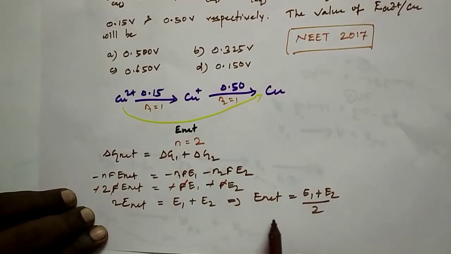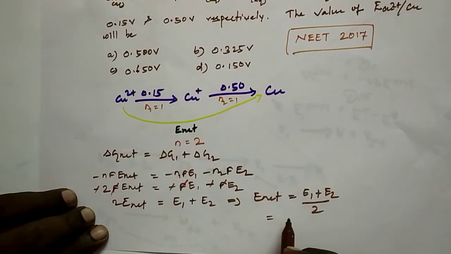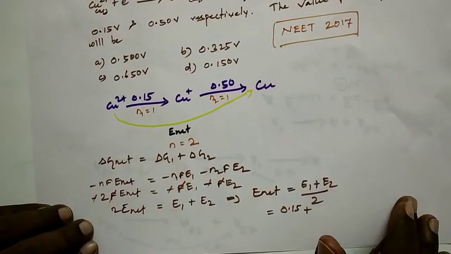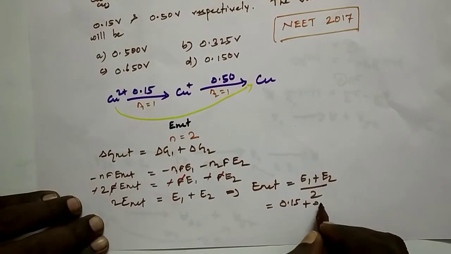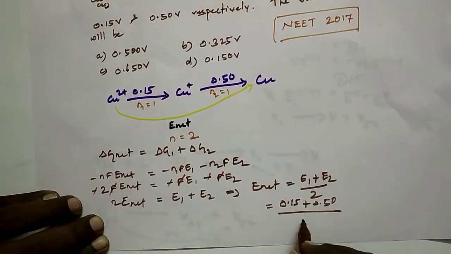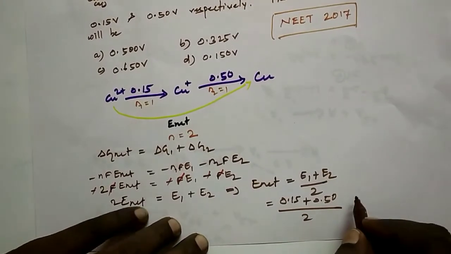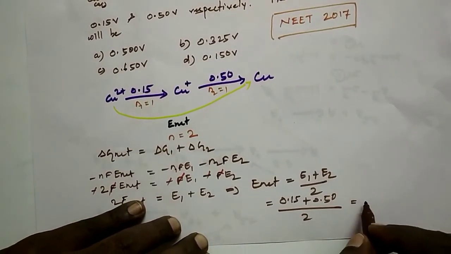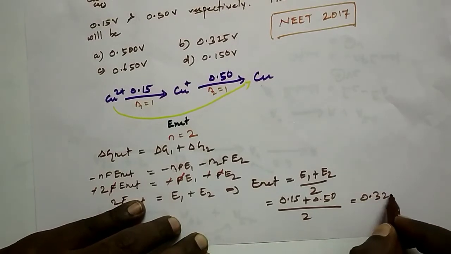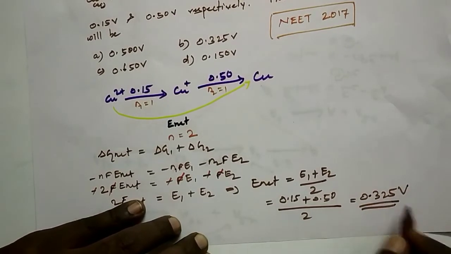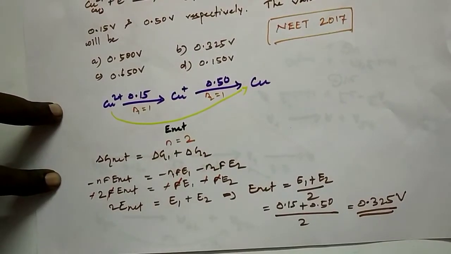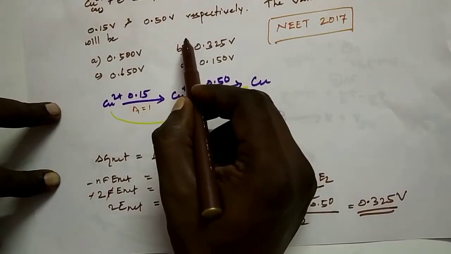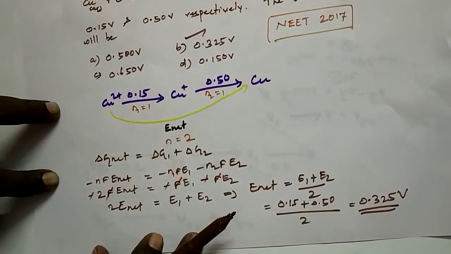Substitute the values. E1 is 0.15, E2 is 0.50, divided by 2. The answer is 0.325 volt. Okay, that is E net for Cu2+ to Cu. So, B is the answer.